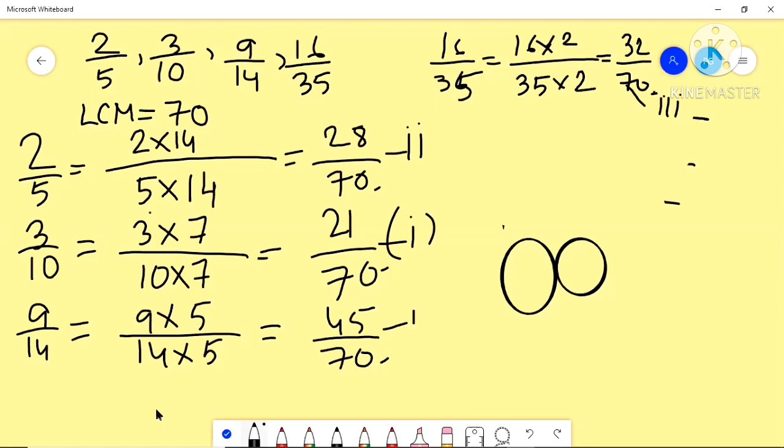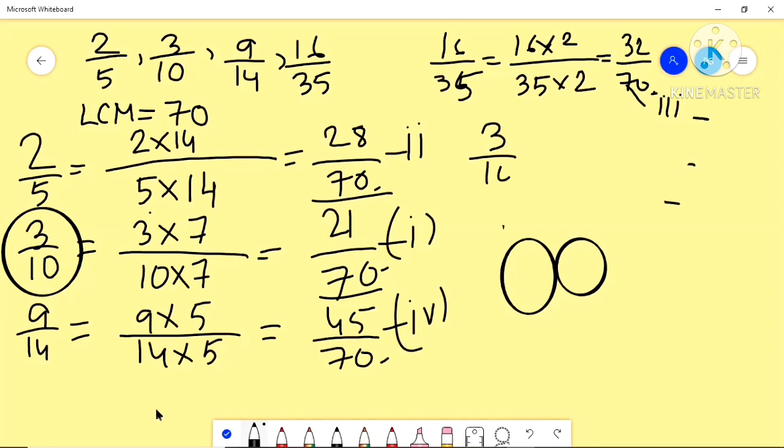And then this one. Fine. Now you just arrange it. But one thing you remember, while you arrange, you will not write this like fraction. What you have to write? You have to write the original number. So first one will be 3 by 10.